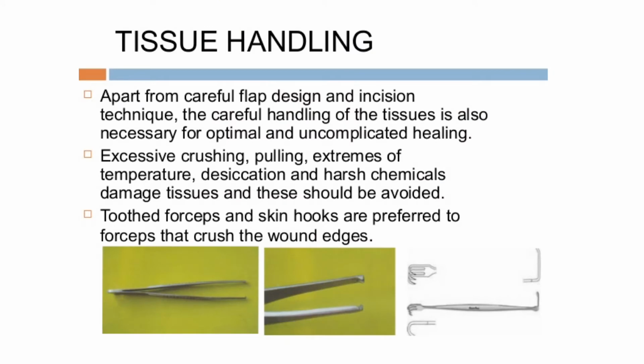Let's see what measures have to be followed while handling tissues during surgery. Apart from careful flap design and incision technique, the careful handling of tissues is also very much essential for optimal and uncomplicated healing. So we have to avoid excessive crushing, pulling, extremes of temperature, desiccation and harsh chemicals which can damage the tissues. And tooth forceps and skin hooks are always preferred rather than holding the skin edges with forceps, to avoid crushing of the wound edges.